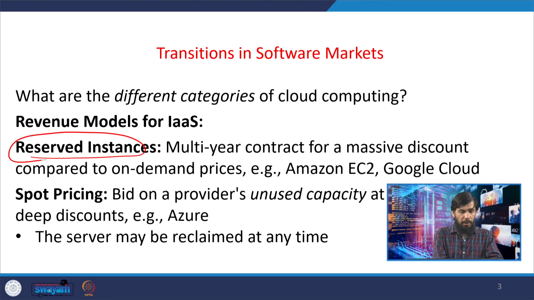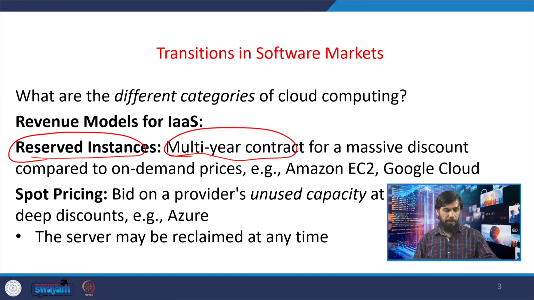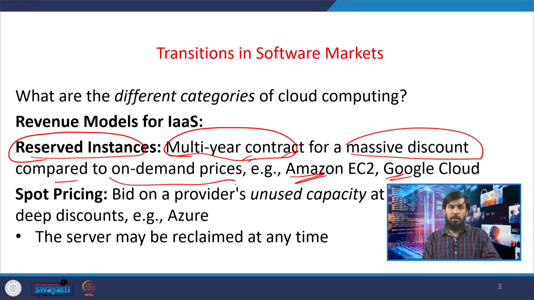Then the second common model is reserved instances. Many firms would like to have dedicated instances, dedicated virtual machines, for their software or computing use. So, multi-year contracts, 1 year, 2 year, 3 year, those kinds of contracts are offered by all three main cloud providers, whether it is Amazon or Google, right. So, with a multi-year contract you can get a massive discount compared to on-demand prices. In comparison to on-demand prices, if you are reserving the instance, then there is some discount that you get, right.